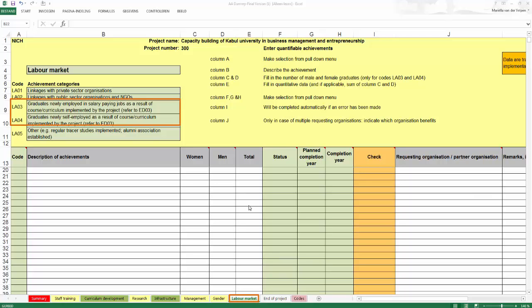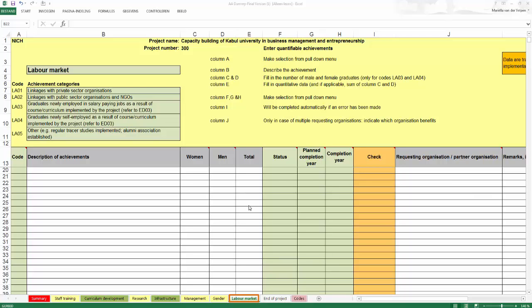In LAO3 and LAO4, you will list the number of graduates who enter the labor market during the project. LAO3 is for salaried employment, public, NGO or private. LAO4 is for entrepreneurs who set up their own companies. Many projects end before the graduates enter the labor market, so this information will not be available.